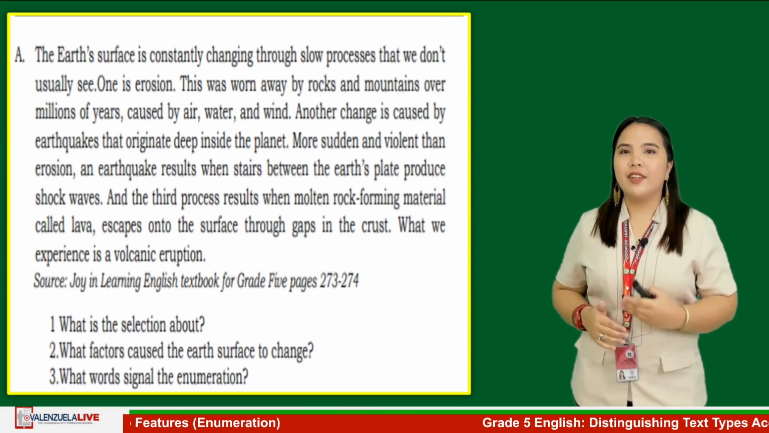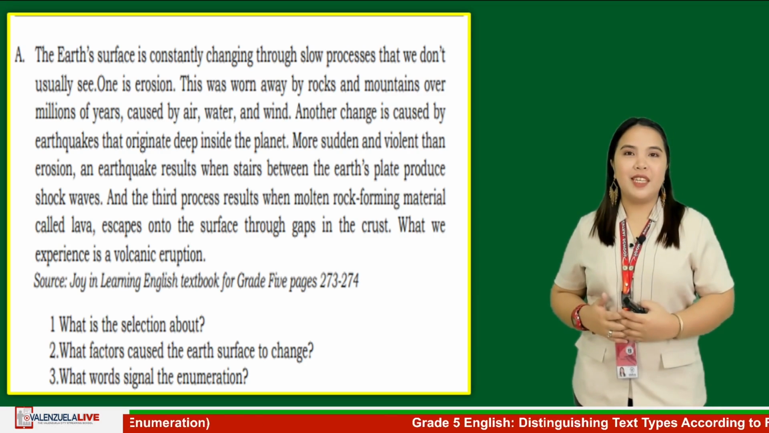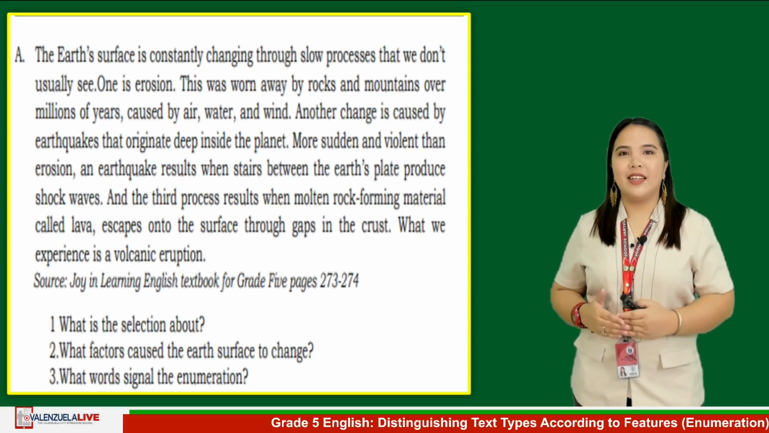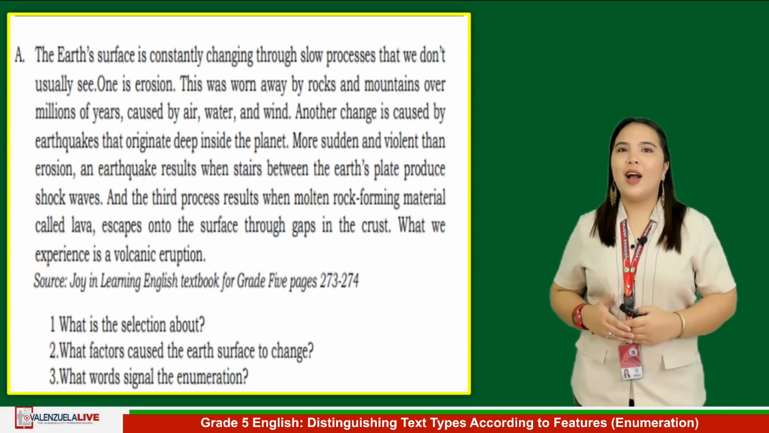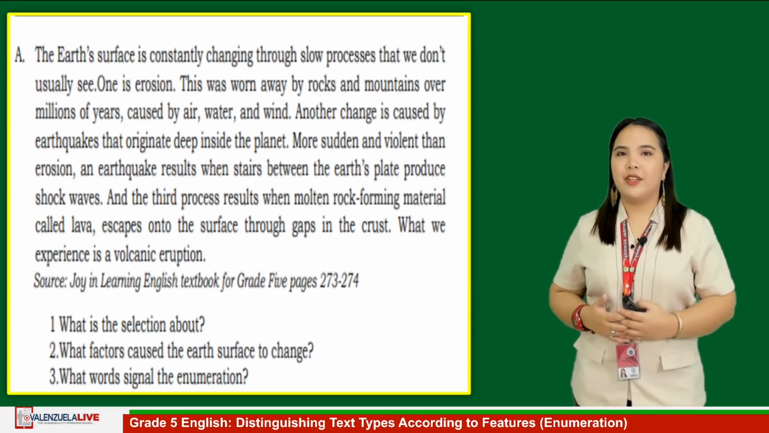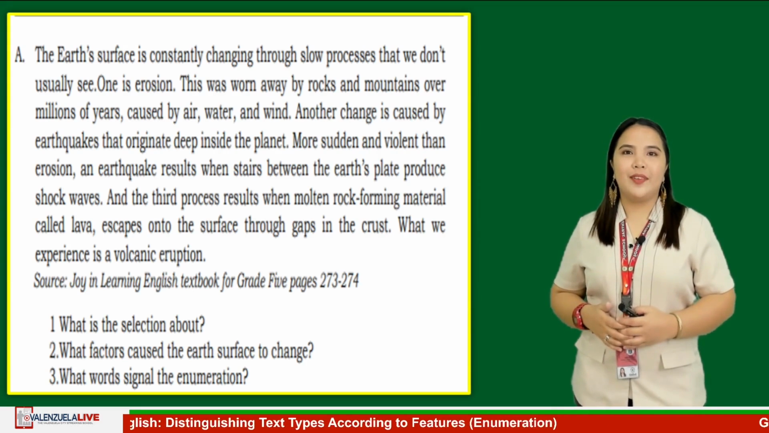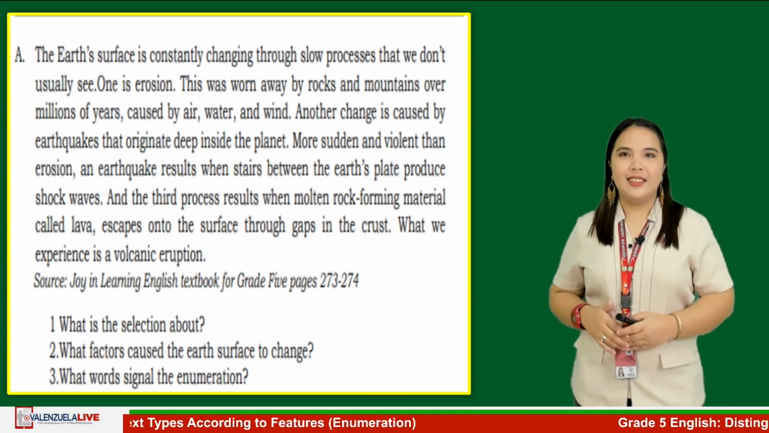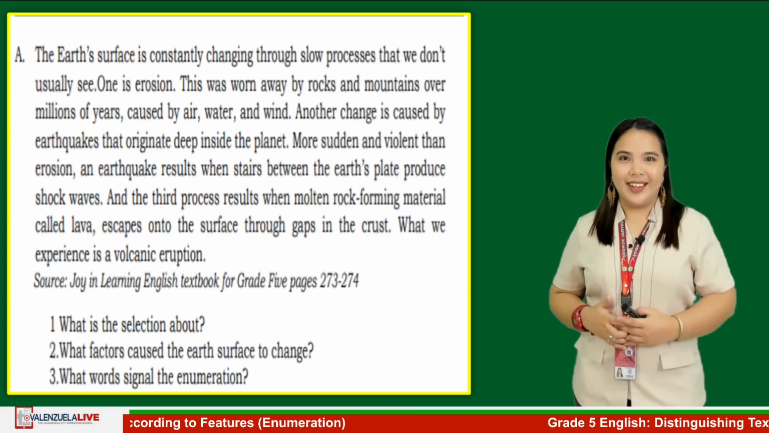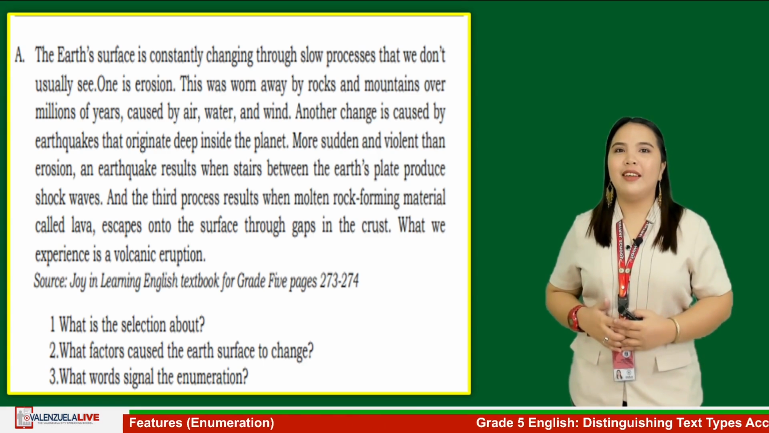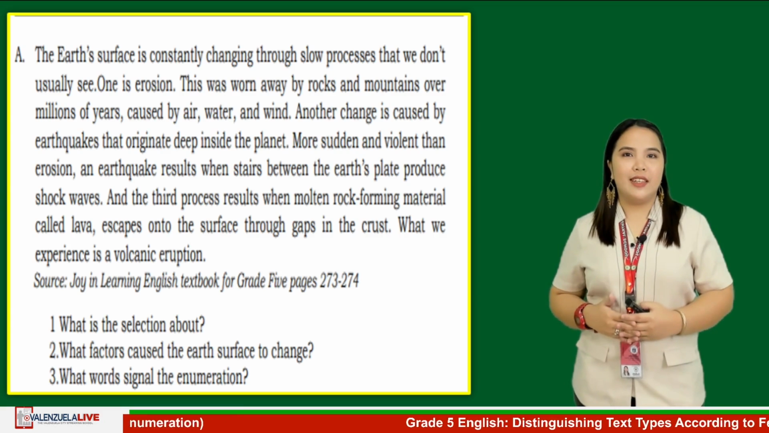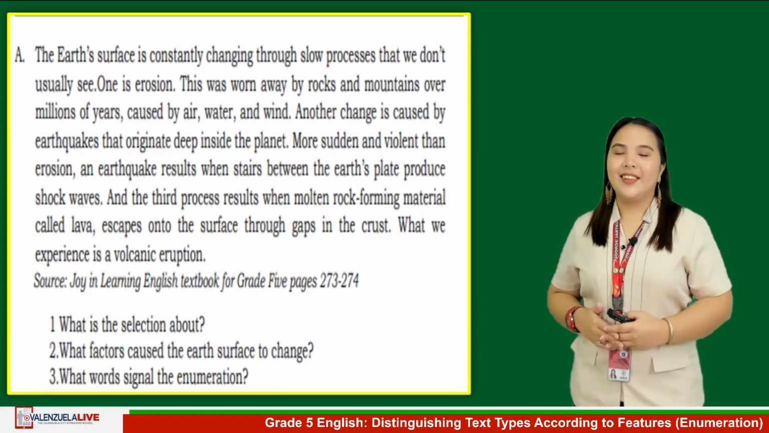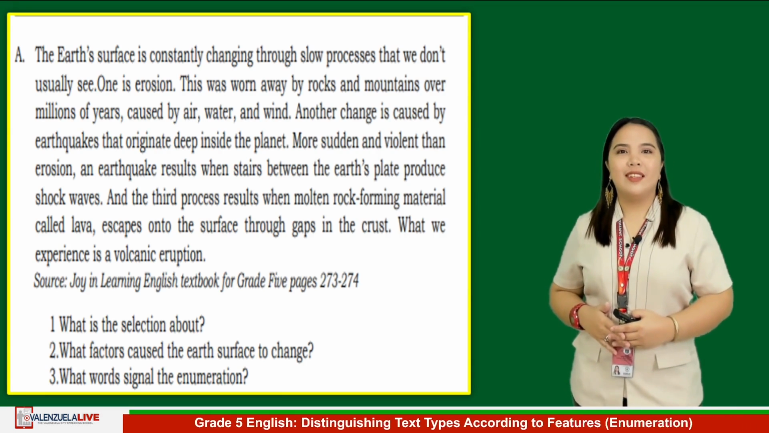Now, what are the transition signals that we have seen from the text? For the word erosion, the signal is one. How about for the second factor, which is earthquake? How did you know that it is one of the factors? What is the clue or the signal? The word another. And how about for the volcanic eruption? What transition signal have you seen before the word volcanic eruption? Correct. That is the word third.